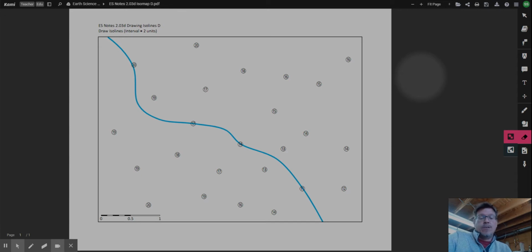My lowest value here is a 12. My highest value is a 20. My interval is a 2 again, so I'm going to be counting by 2s. So I'm going to start off with the 12.